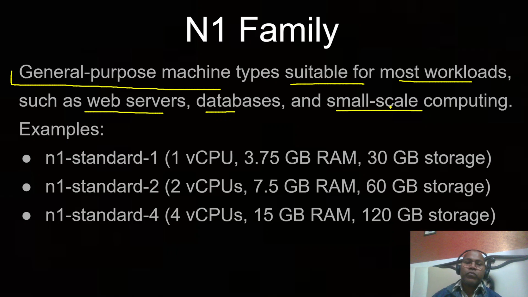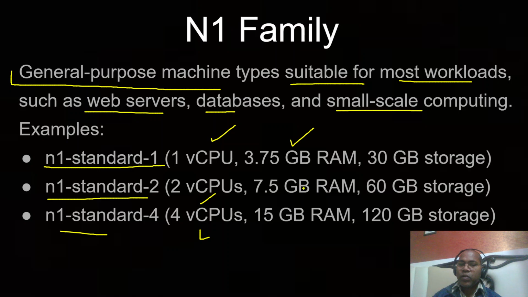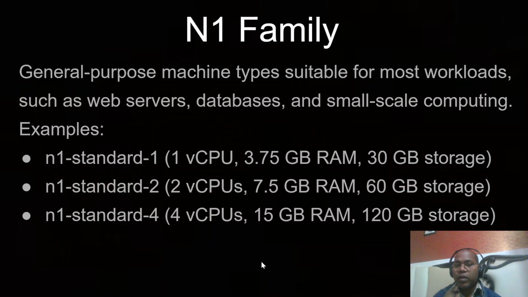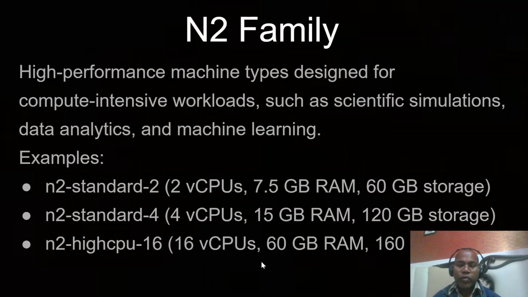The general purpose machine types have almost all the series. For some examples, like N1 standard 1, N1 standard 2, N1 standard 3, that means one virtual CPU, two virtual CPUs, three virtual CPUs. Similarly, RAM varies: 3 GB, 7 GB, 15 GB. Storage varies: 30 GB, 60 GB, 120 GB. So these are the predefined combinations of the N1 family series. Similarly, you could talk about the N2 family series.